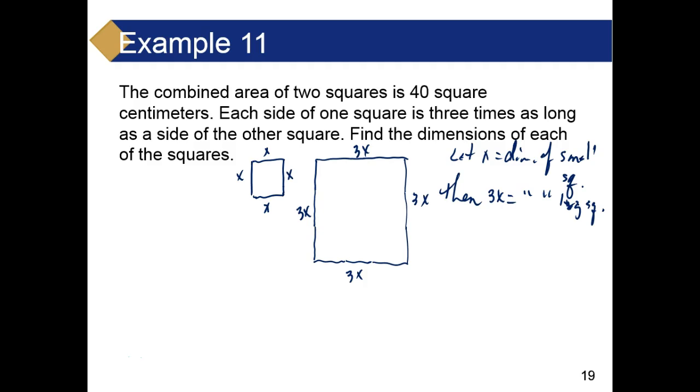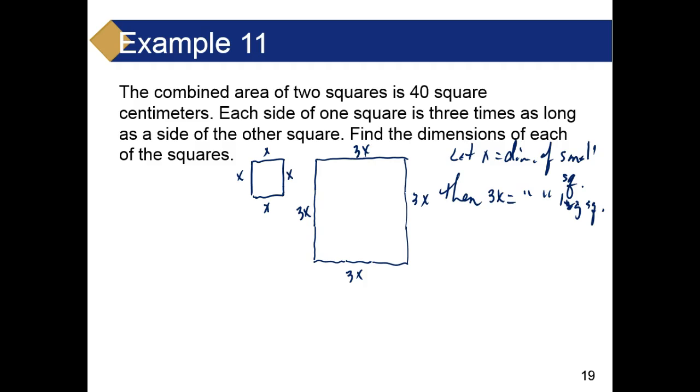Okay. Now we go back to the first. That handles this thing. Each side of one square is, that'd be X, is 3 times as long as each side of the other square, which is 3X. That's what that middle sentence tells you. Y'all saw it right off the top. The last sentence gave us our variables, or we made it up.